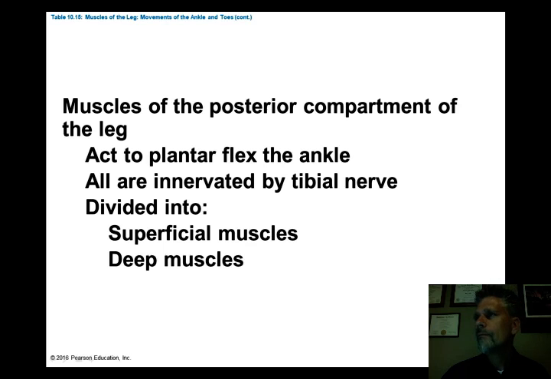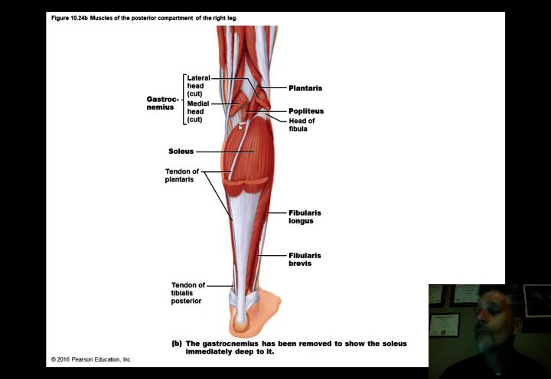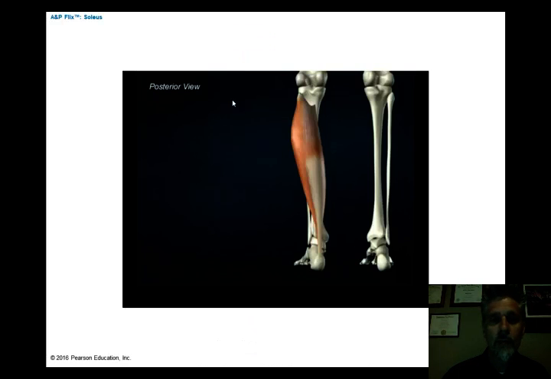When we look at the posterior compartment, we have some prominent muscles there, the gastrocnemius, which is most superficial, 2 heads to it, and then deep to that we have the soleus. Again, reminiscent of the biceps brachii, and then deeper to that, the brachialis, right? And they're working together to produce a particular action. Same thing here. So what we have here, we'll see in the video.